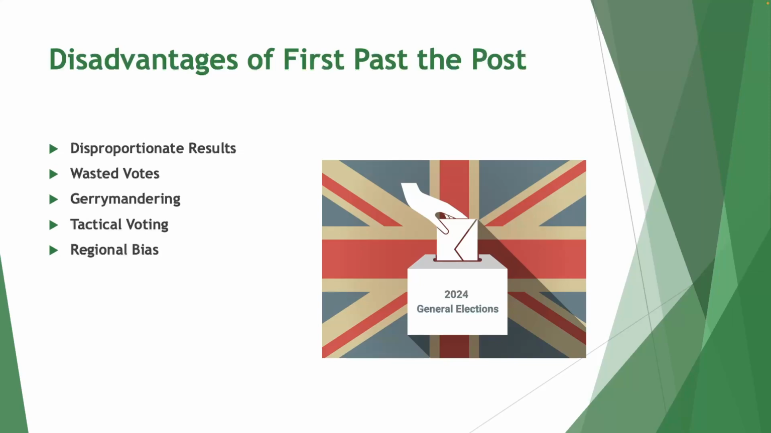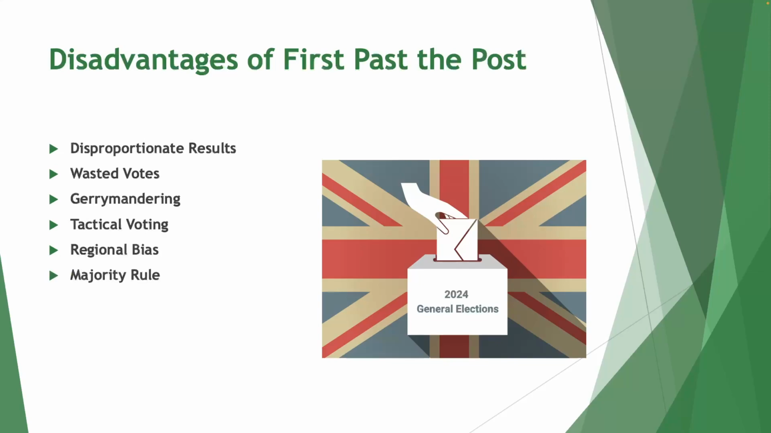There tends to also be regional imbalances. So in some areas, one party might dominate, while in other areas, the opposition might be very strong. This can lead to certain parts of the country being underrepresented in Parliament, even if they have a significant amount of support for a particular party. This regional bias can again raise questions about the democratic nature of first past the post.